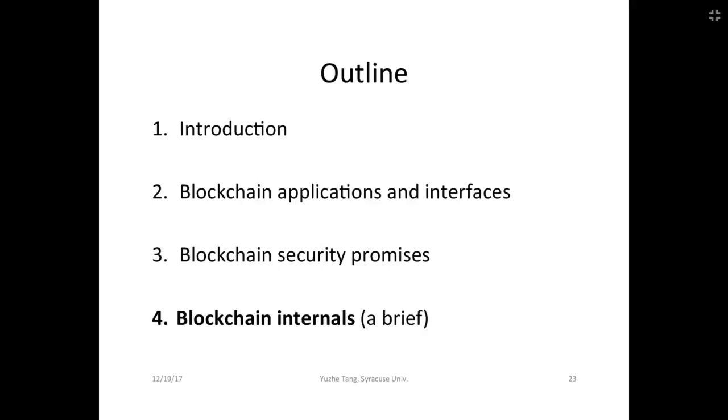So the last part of the presentation is about the internal mechanism of blockchain. So we mentioned several APIs, let's say the transactional API and the smart contract programming API of blockchain. And there are some security properties associated with these APIs. So here, I will very briefly talk about the internal mechanism of blockchain. How does blockchain achieve this security property? Due to time constraints, this will be very brief.